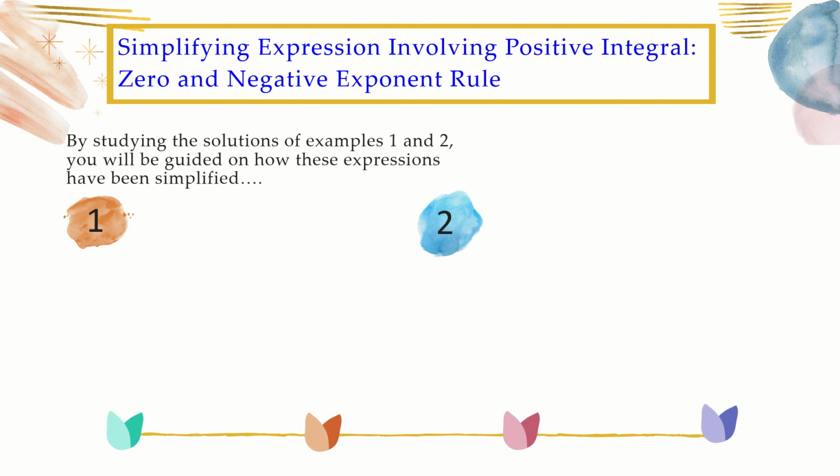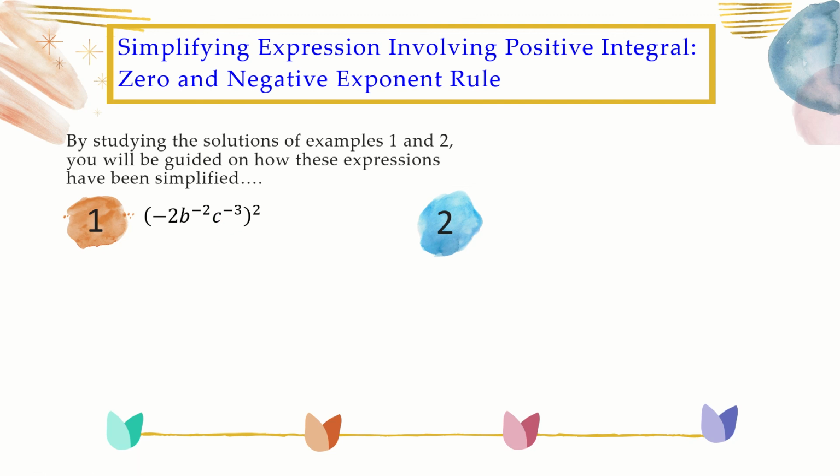By studying the solutions of examples 1 and 2 here, you'll be guided on how these expressions have been simplified. So, kung naa sa may zero or may negative ang exponent sa pag-answer. So, we have here the example. The square of the product negative 2, B exponent negative 2, and C exponent negative 3. So what shall we do?